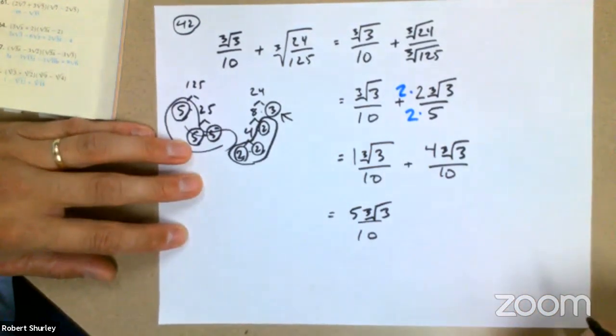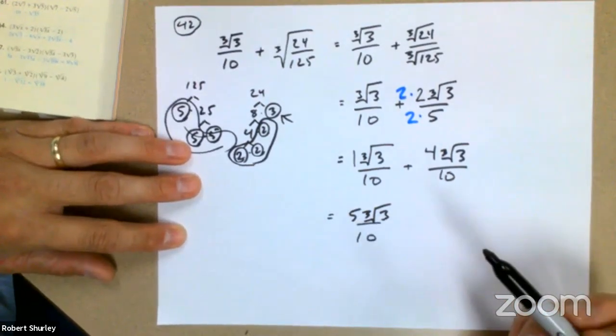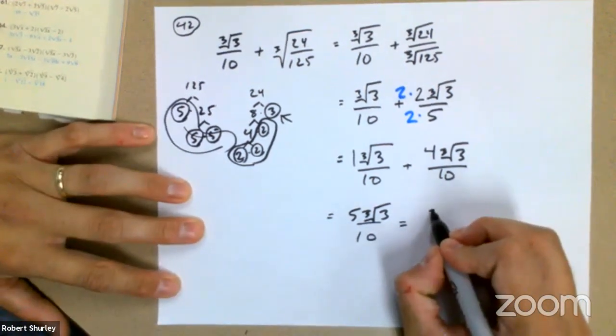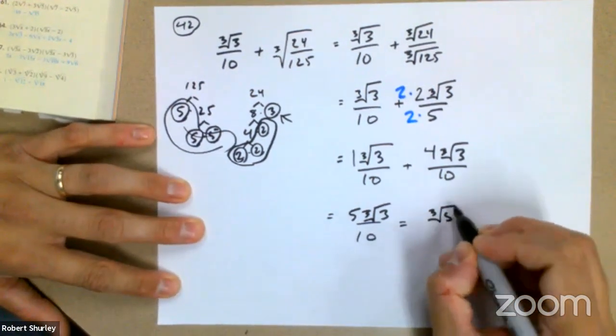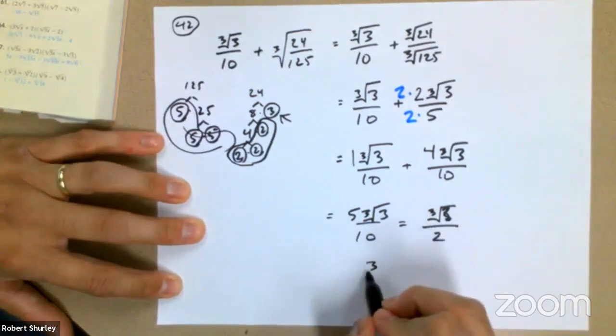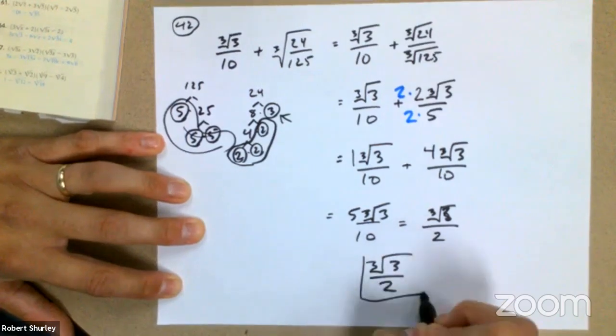Cube root of 3. Holy cow, this one's never going to end. Now look, 5 and 10 simplify, right? They're both divisible by 5. So this winds up being the cube root of 3 over 2. I'm going to rewrite that. So cube root of 3 over 2.